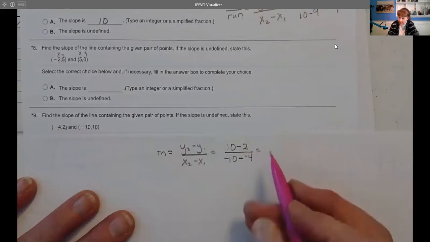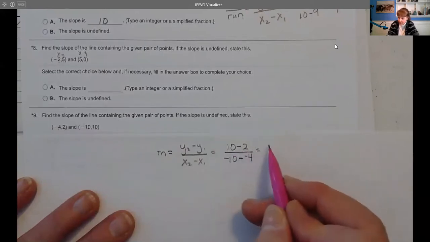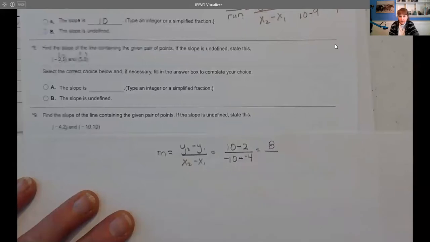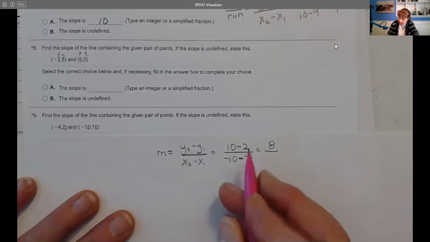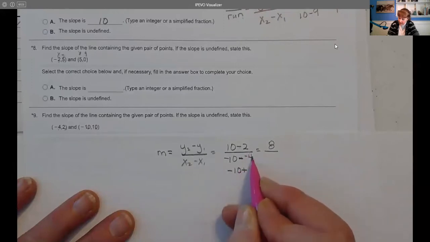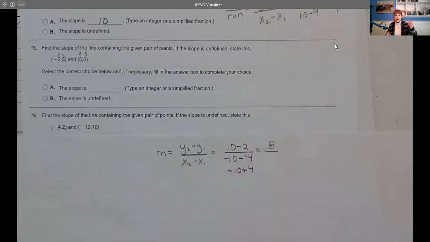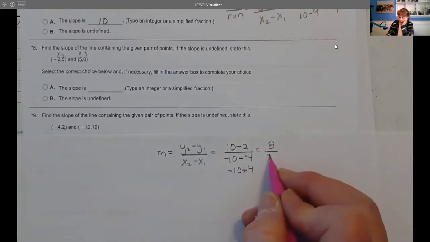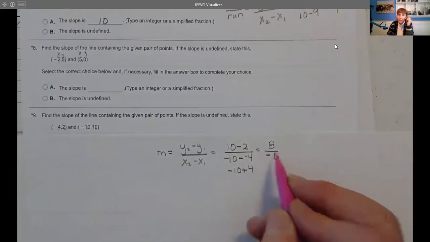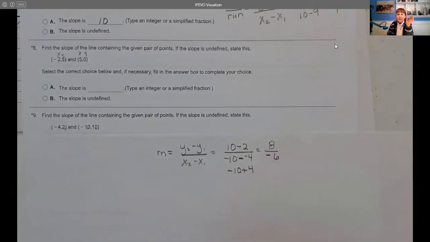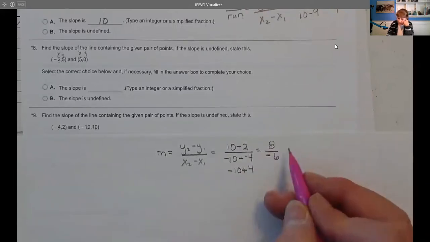Now we simplify it. 10 subtract 2 is 8. Negative 10 subtract a negative 4, or a negative 10 plus a positive 4. Two negatives is a positive. So we come up with a negative 6. This line's also decreasing, it's falling. But if you put this in MyMathLab, it would count it wrong. It would probably give you a message saying, well, it's close, but it's not reduced. So you do need to reduce these.